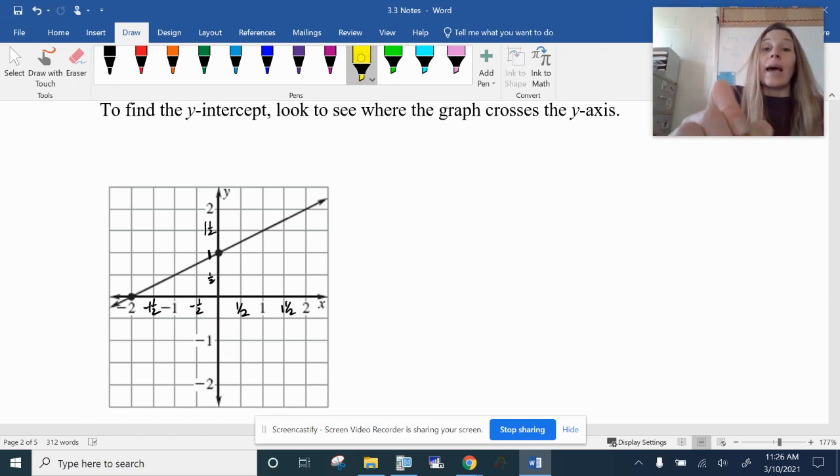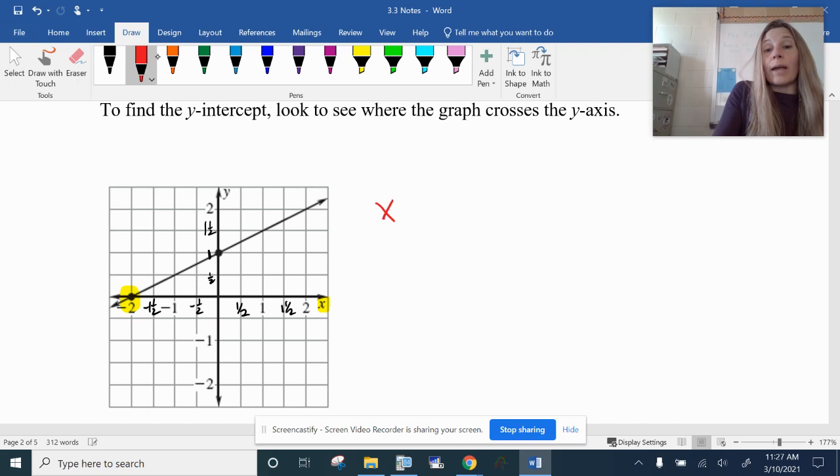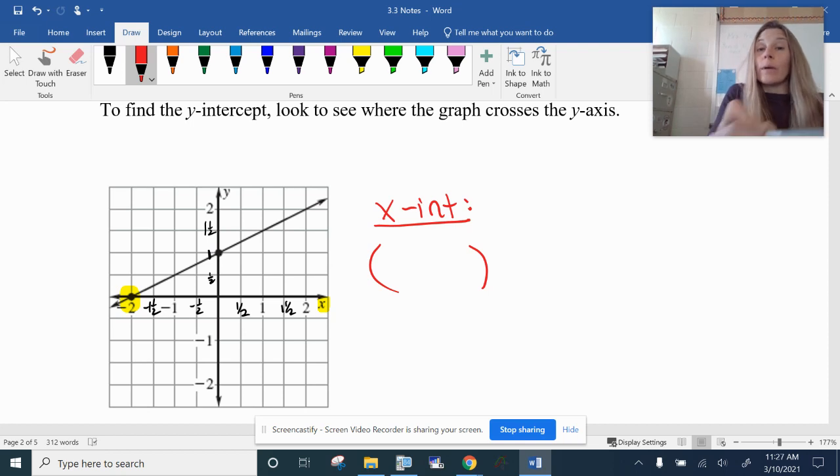Okay, so we're looking for the x-intercept. So where is this line crossing my x-axis? We can see that there's a negative 2 there. So my x-intercept is going to be negative 2. However, we want to identify this as an ordered pair, so it would be (-2, 0).